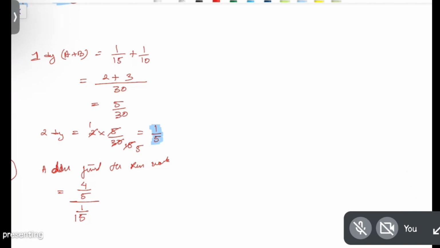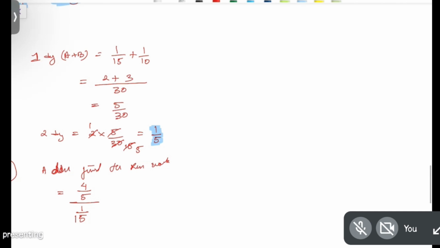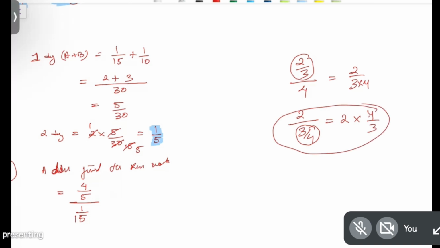Now, I'll just tell you one thing here. If you have a fraction in the numerator, let's say you have 2 by 3 divided by 4, when there is a fraction in the numerator, we just keep it as it is, 2 by 3 into 4. But if you have a fraction in the denominator, 3 by 4, then we write the reciprocal of this one. That means 2 into 4 by 3. You flip that one. Some may be confused about when to flip and why. So if there is a fraction in the numerator, you just write it as it is. But if there's a fraction in the denominator, you need to write the reciprocal of that.